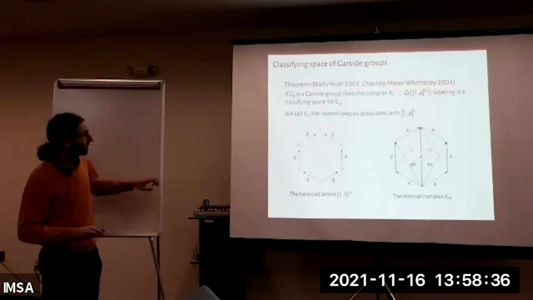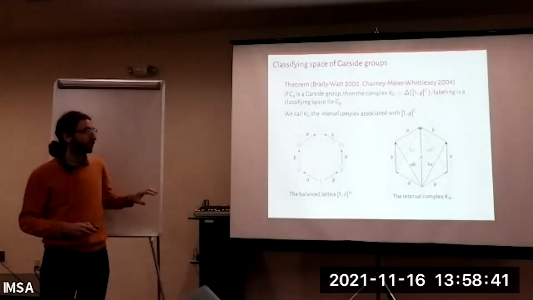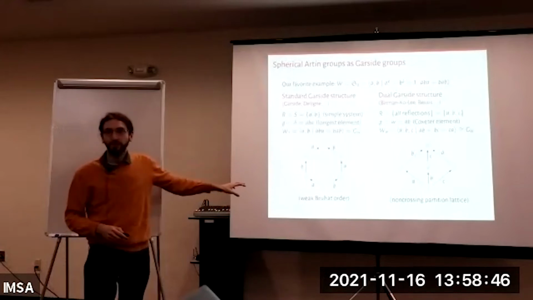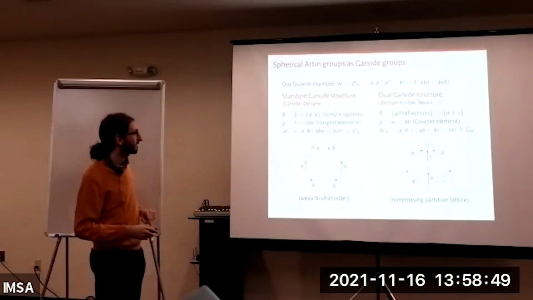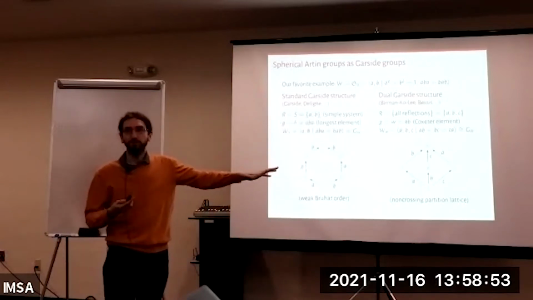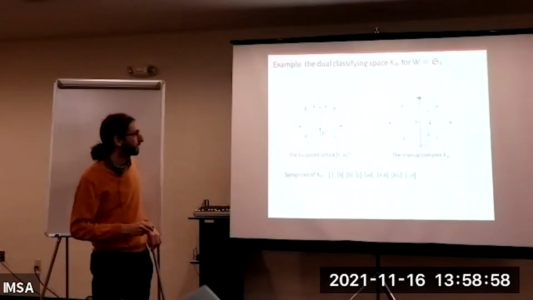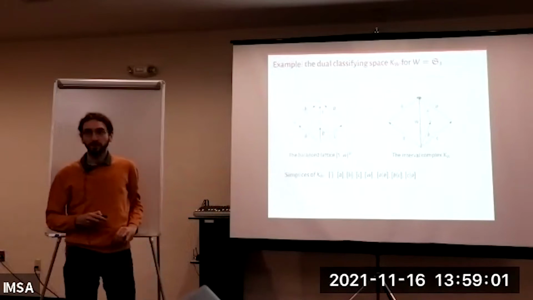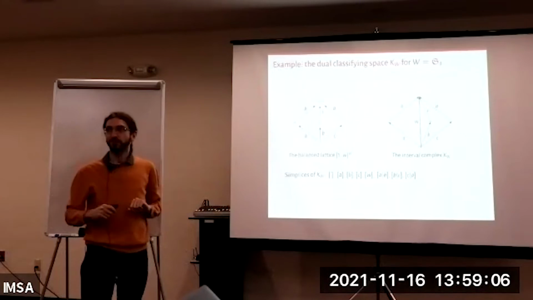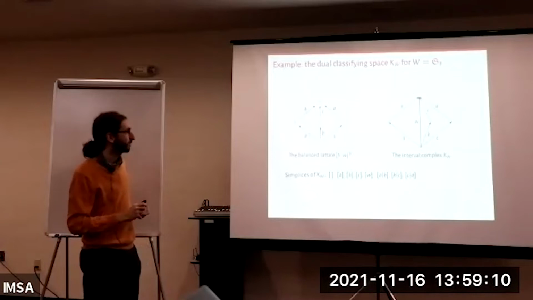So I told you that there is this general construction of a classifying space for a Garside group. I told you that spherical Artin groups have 2 Garside structures. If we use the dual one, which is the one we will be using the most today, this is what this classifying space looks like. So it's 3 triangles with identifications of the edges. In which sense is it dual? Now that's a great question.